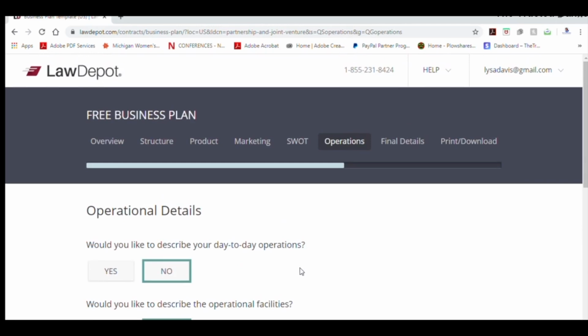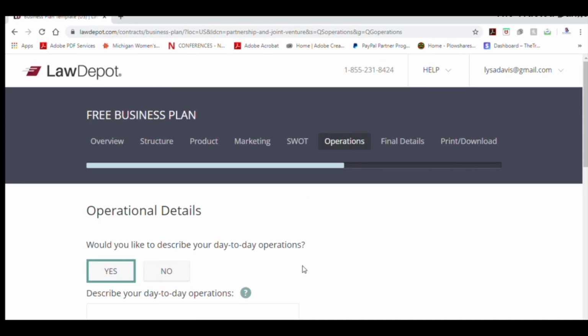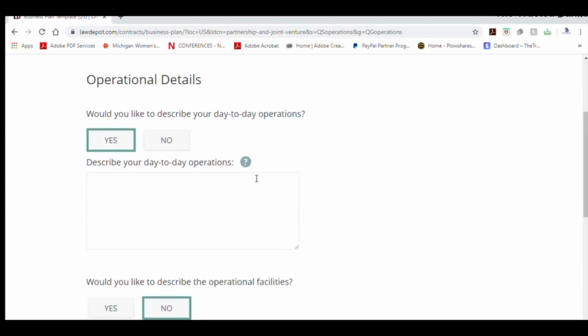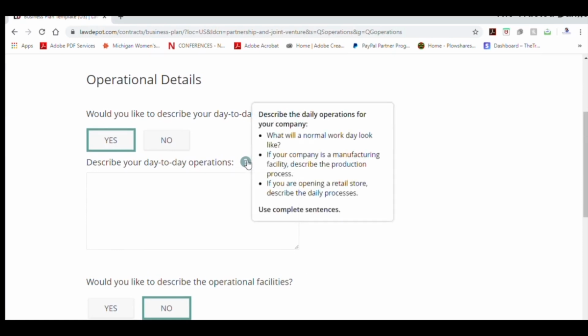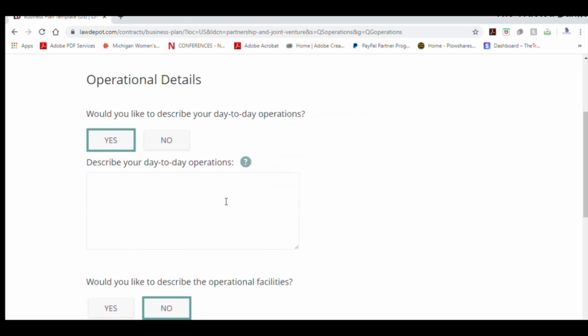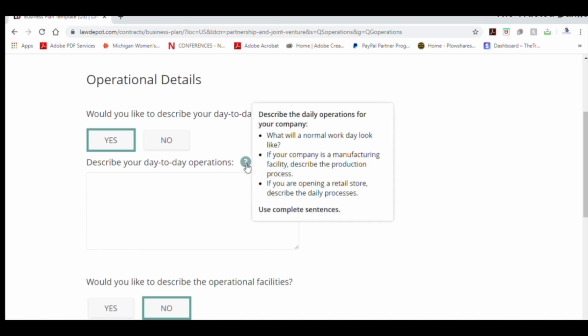and then go into, would you like to describe your day-to-day operations? So you can say yes, you would like to describe your day-to-day operations. Again, this is how you're generating revenue. So what are you doing in operations in order to make sure that your flow of business is good, that your operations are up and running? So you want to talk in this section about what your normal day-to-day business operations look like.